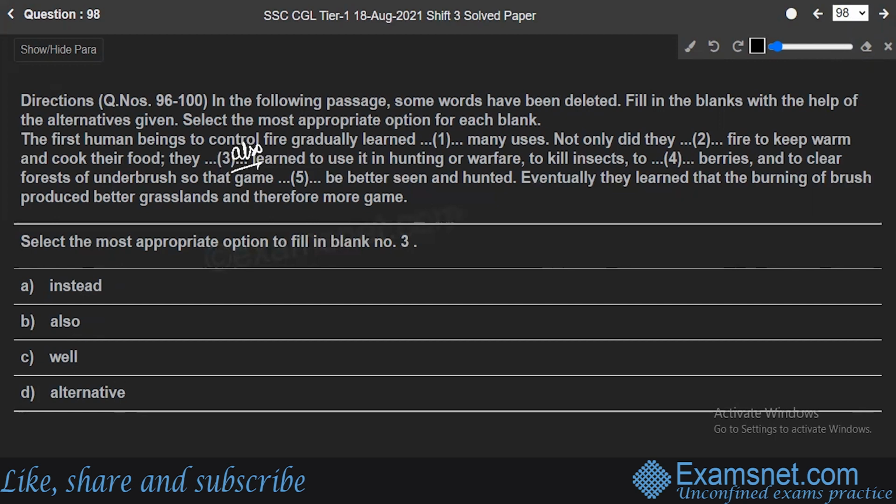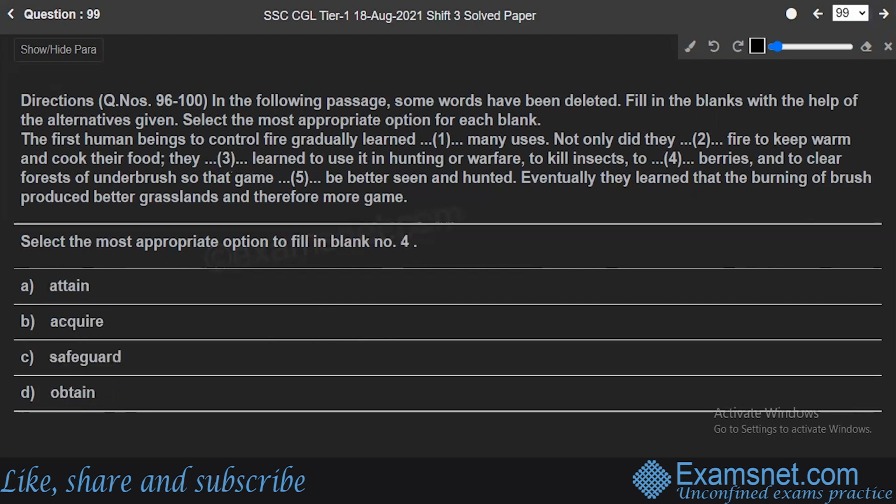The given sentence: not only did they use fire to keep warm and cook their food, they also learned to use it in hunting or warfare to kill insects. This talks about use of fire other than cooking. Therefore, the most appropriate word to be filled over here is also, because we use also when we want to say something in addition to, right? So option B, also, will be filled in the third blank of the question. I hope you are clear.